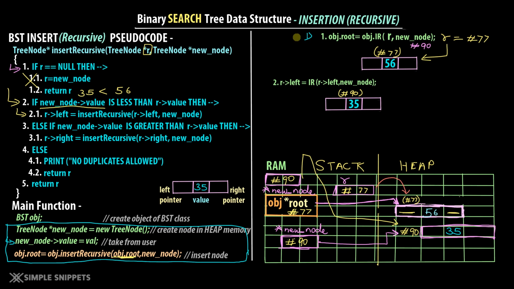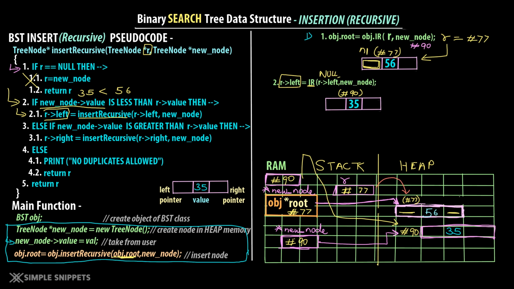So r of left, r is pointing to the first node 56. Let's name it n1 just for our reference. So r of left is nothing but the left pointer it has, and of course it doesn't have anything to the left, which means that it will have null. So r of left, that is this second function call, r of left equals, again, insert recursive r of left. R of left is nothing but null over here. So we are passing null over here, comma, this same new node.